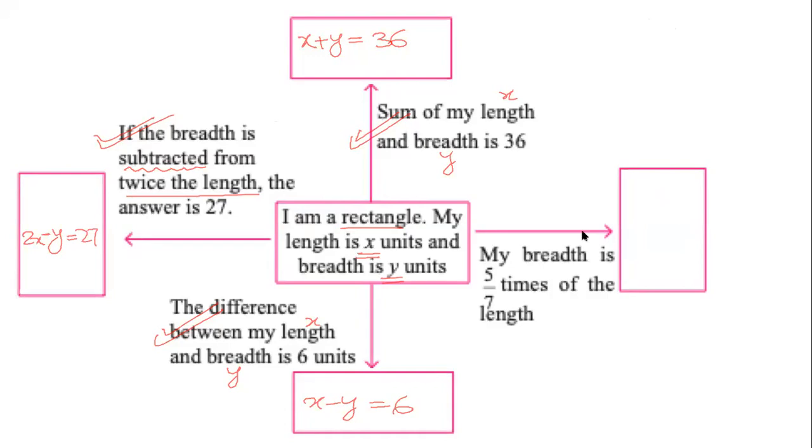And the last one, on the right hand side of the main question, is my breadth is 5 by 7 times the length. Times means multiplication. Breadth is y, length is x. So my breadth y is equal to 5 by 7 times multiplied by x. Done. Very simple.